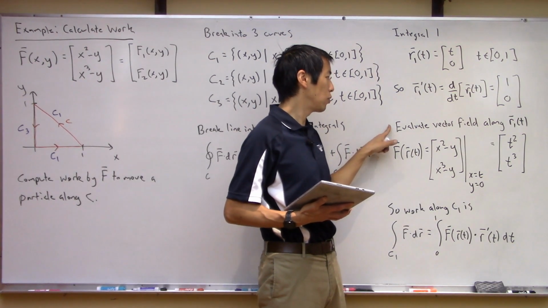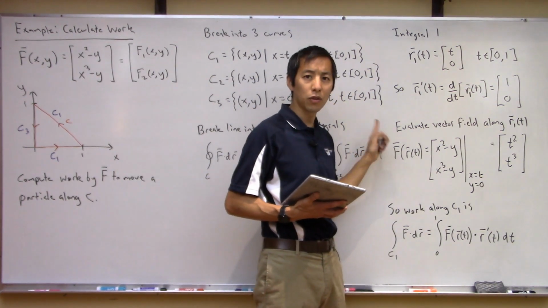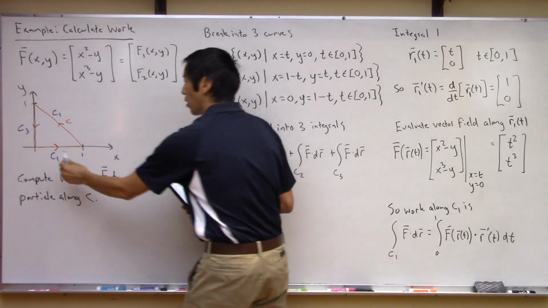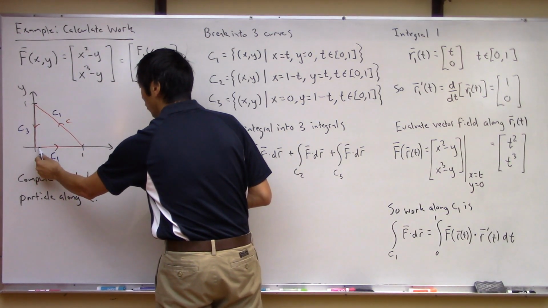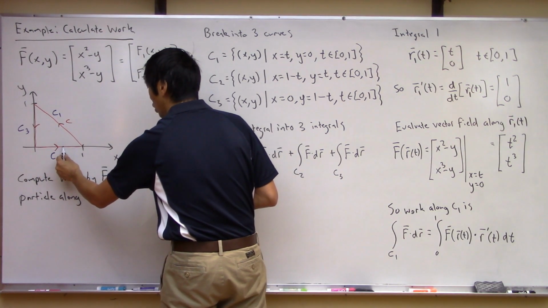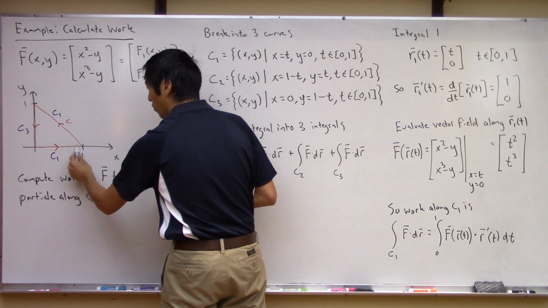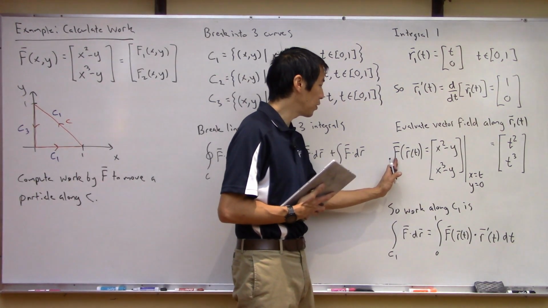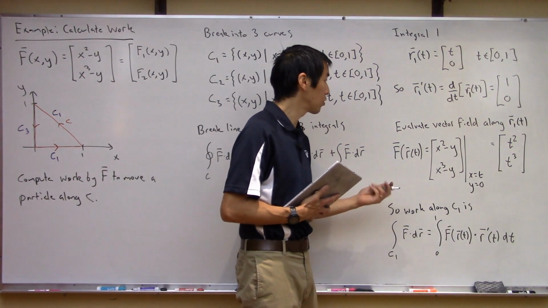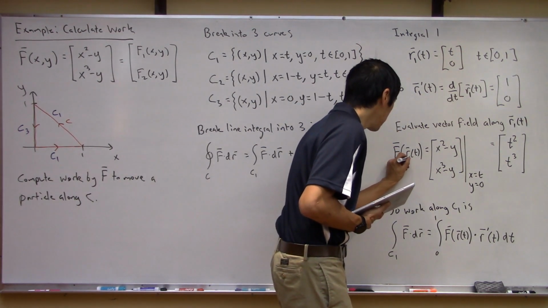The next thing we have to do is evaluate the vector field along the curve, the parameterized curve down here, right? We just have to understand how the vector field changes as you move along this curve. I don't care about it anywhere else. So I'm looking at the vector field only evaluated along this curve, R1.